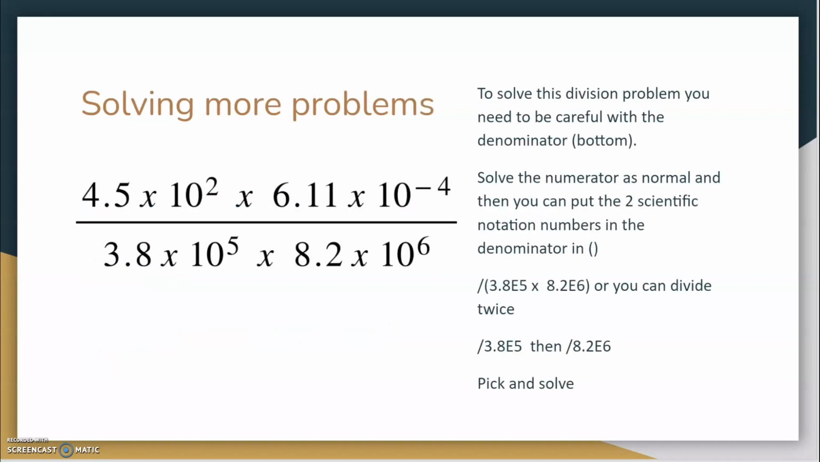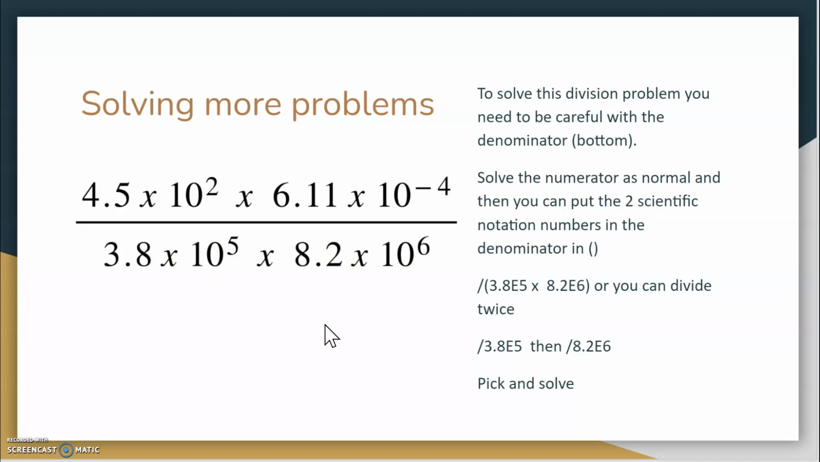So now we're going to try a little bit more difficult problem just because it has more numbers. It's 4.5 times 10 to the 2nd times 6.11 times 10 to the -4th divided by 3.8 times 10 to the 5th times 8.2 times 10 to the 6th. Now I told you before you don't need to use parentheses because the calculator keeps a scientific notation number together. However, notice on the denominator, which is the bottom of this fraction, there are 2 numbers.